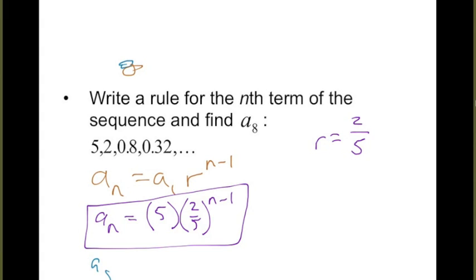Then we're asked to find the 8th term. That's what we get when we plug an 8 in for n. I would go ahead and just do that subtraction in my head and make it a 7, and then type this into the calculator. And we get 0.008192.